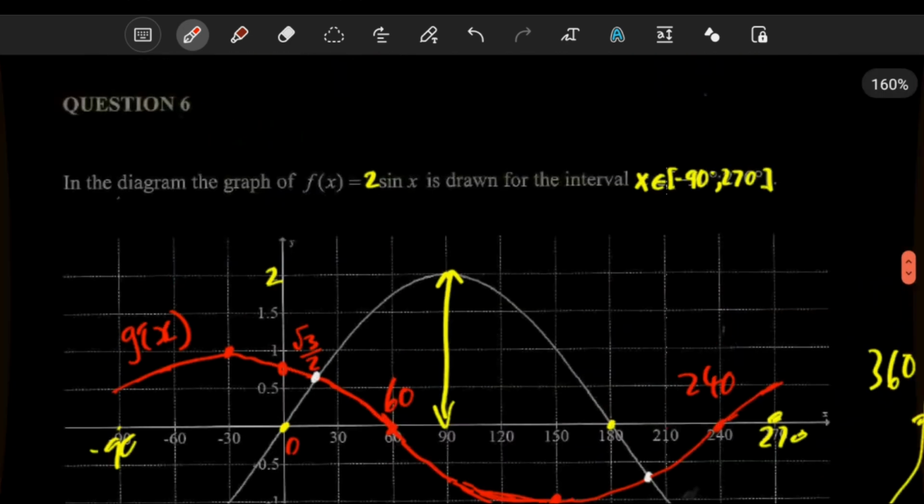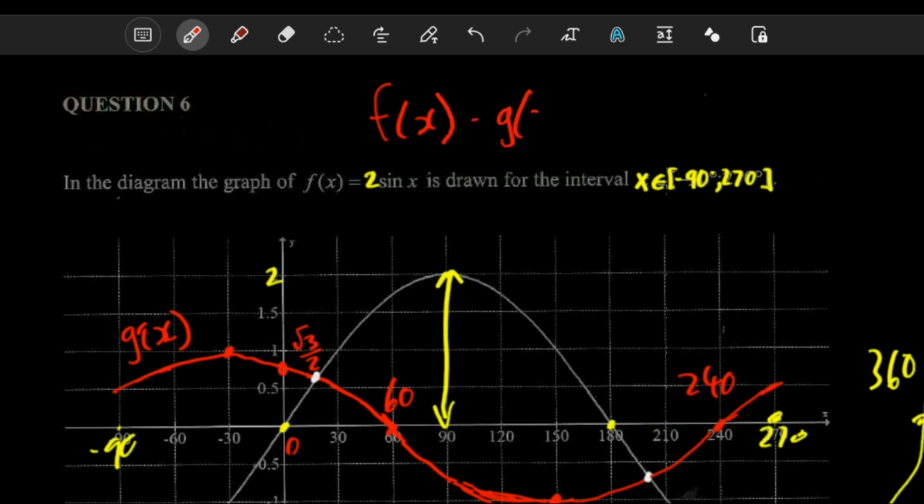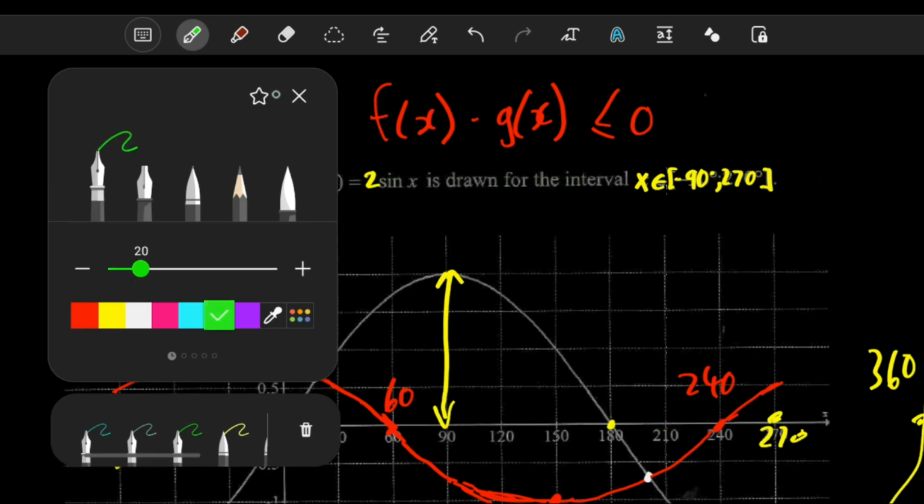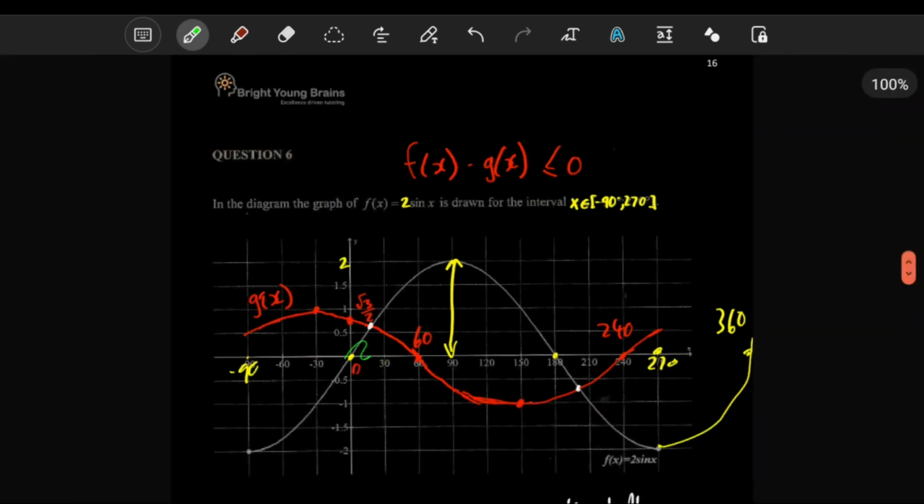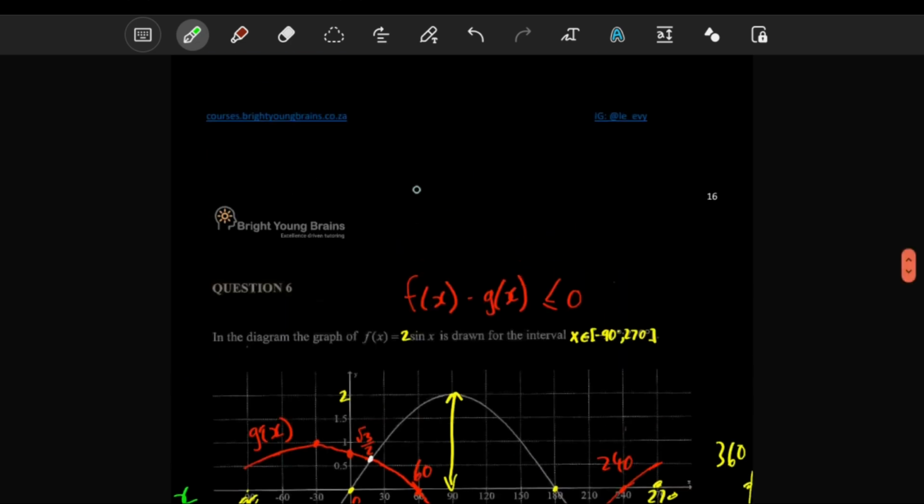Let me actually write the question up here. They asked where f of x times g of x is smaller or equal to 0. So if you look at your picture from left going to right, you want to look for a case where they are on opposite sides of the x-axis. You want a case where one has positive y values while the other one has negative, and you want to look for cases where one has negative y values while the other has positive y values.